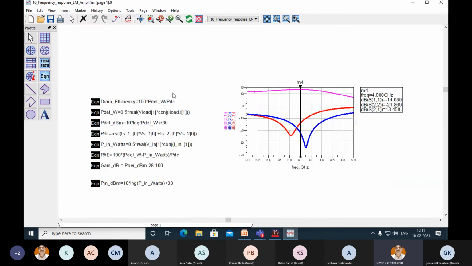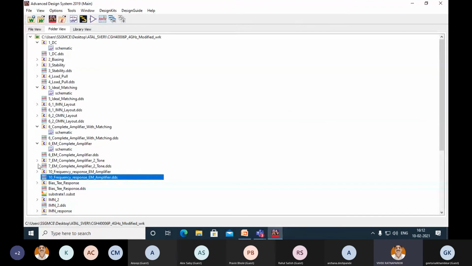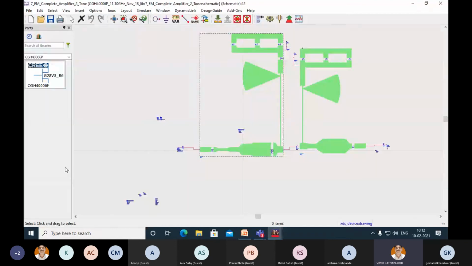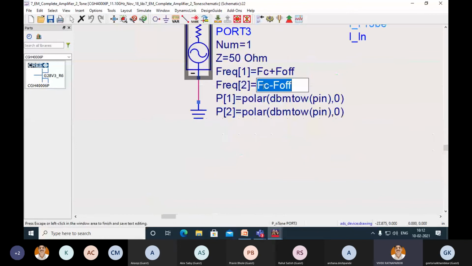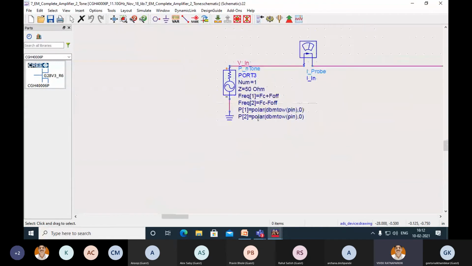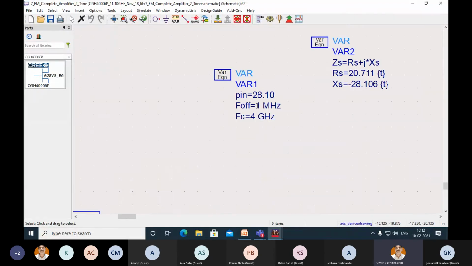So these are the small signal results. So this is the frequency response of my PA, and as I said, you have to carry out the two-tone analysis. To do the two-tone analysis, I have created it in this schematic itself, and I defined a variable which is the center frequency. Fc is the center frequency, Fc plus F offset and Fc minus F offset. So there will be two tones, one is the center frequency and another is the delta frequency. The delta offset I created is a 1 megahertz offset.